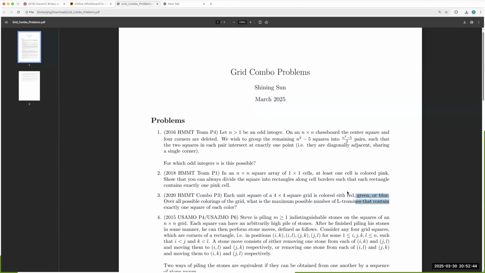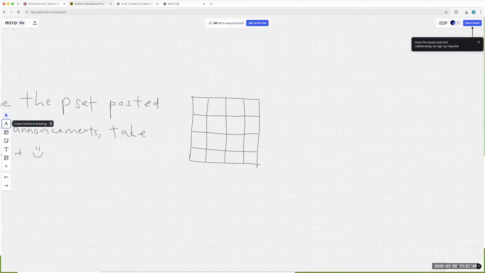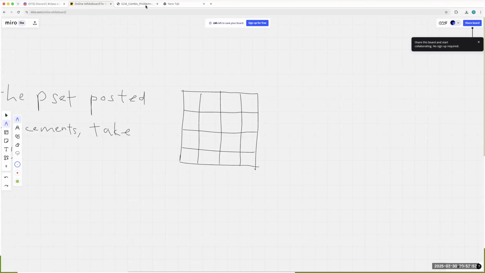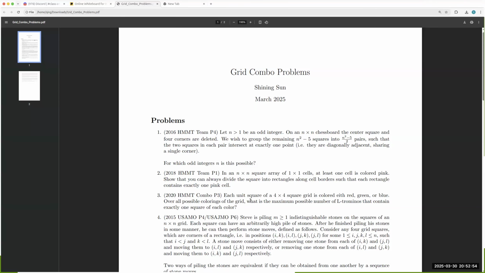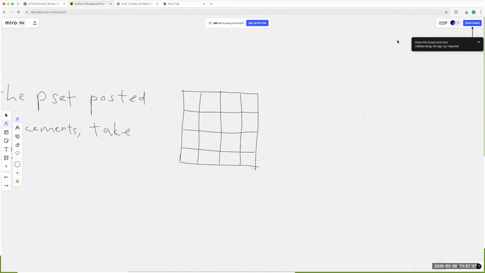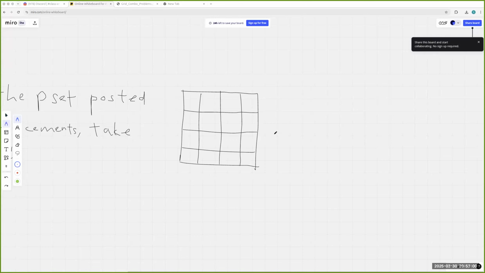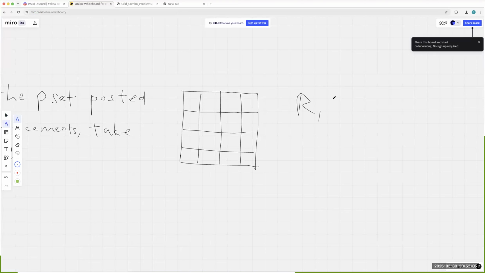So for problem three, we're given a 4 by 4 square grid. We already have one of those here, so I'm just going to use that. Each unit square in this 4 by 4 square grid is colored one of three colors. I'll just label them red, green, blue. And you're asked to find, over all such colorings, the maximum number of these subtiles that can contain one of each color, right?